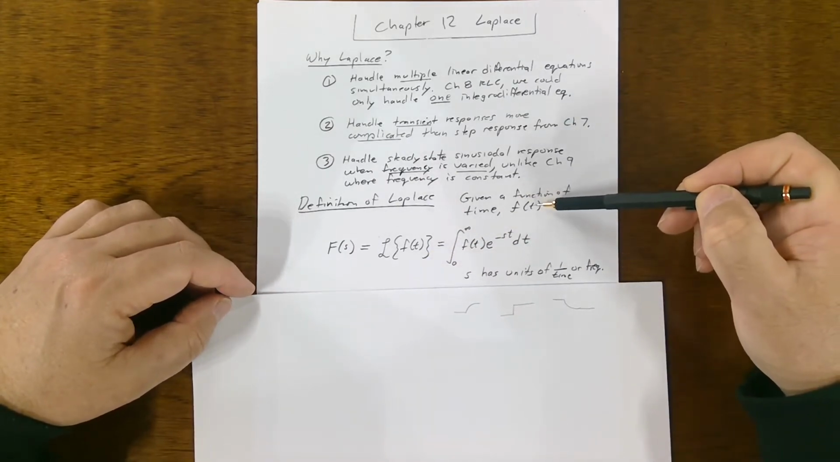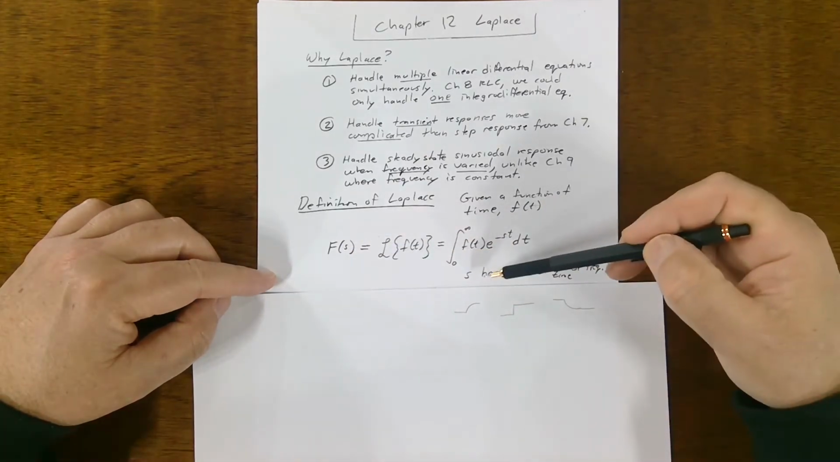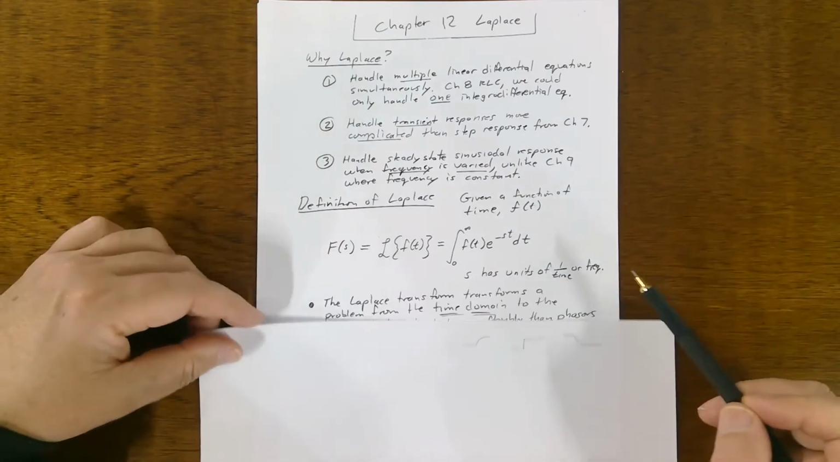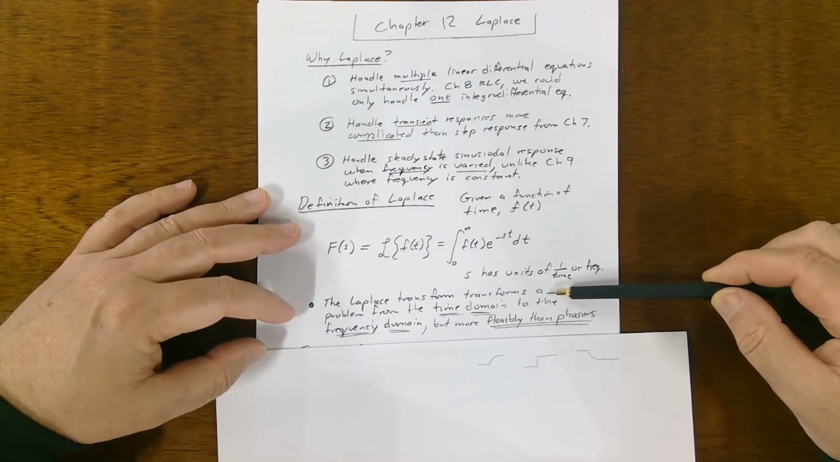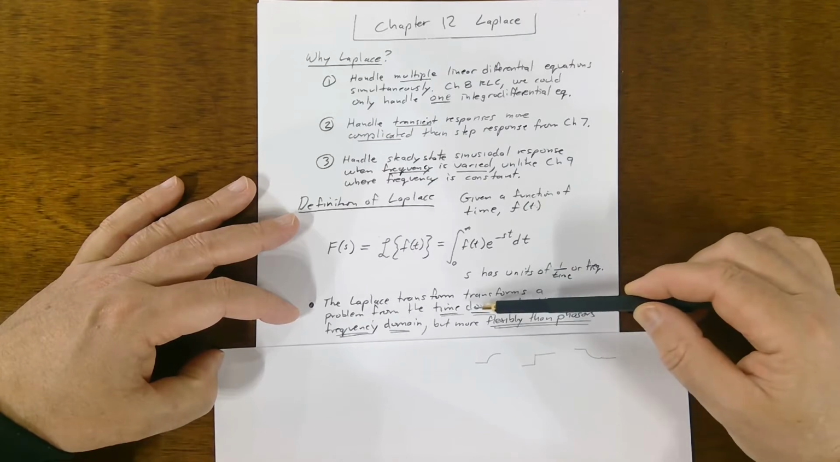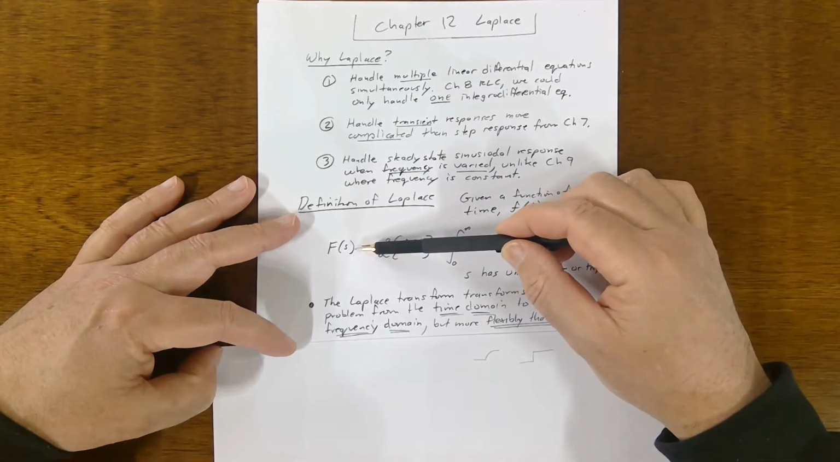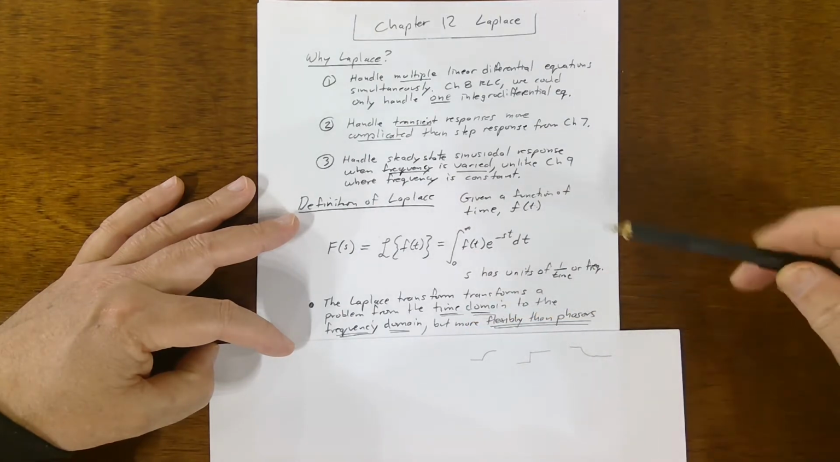So the input is f of t, which is a function of time, and then the output is going to be big F of s, where s has units of 1 over time, or frequency. So basically what a Laplace transform is doing is transforming a problem from the time domain, little f of t functions, into the frequency domain, big F of s functions. But it does this more flexibly than phasors, all right?